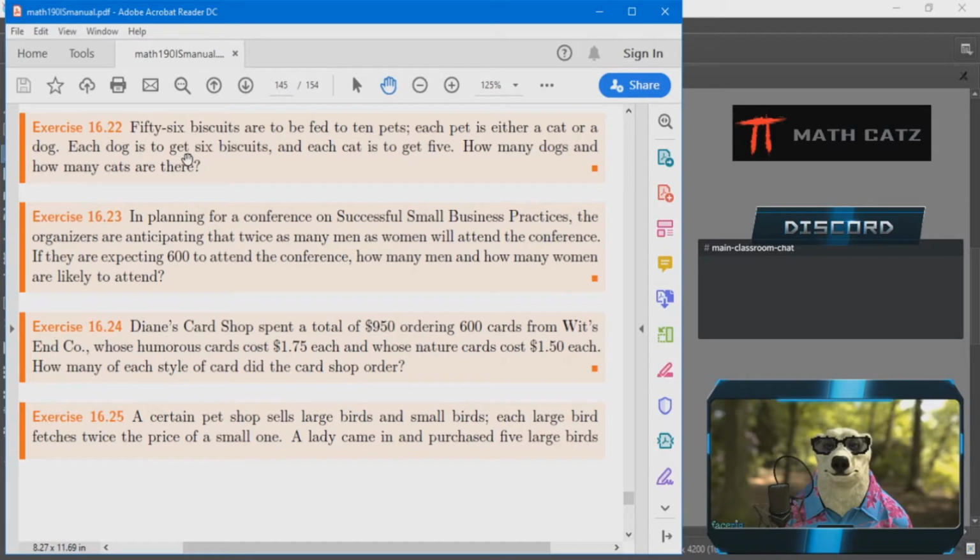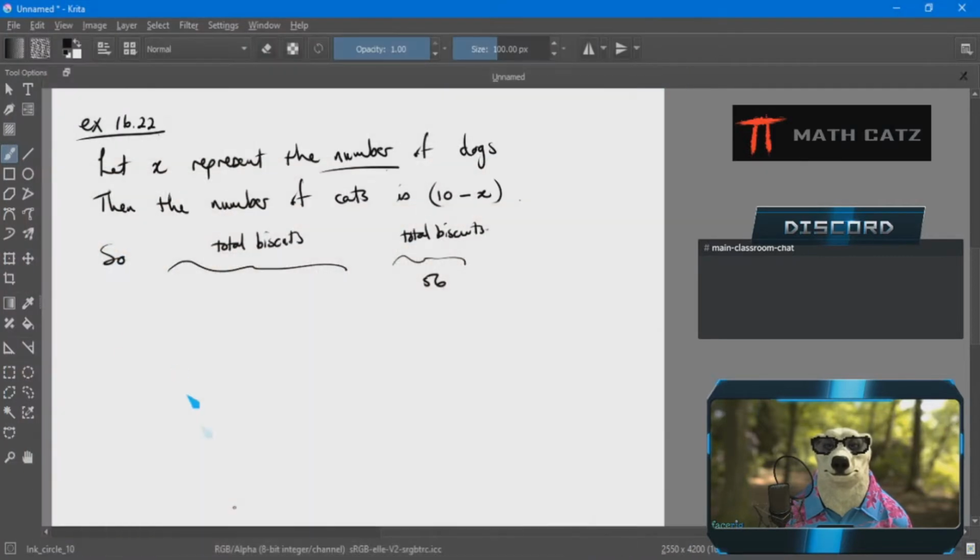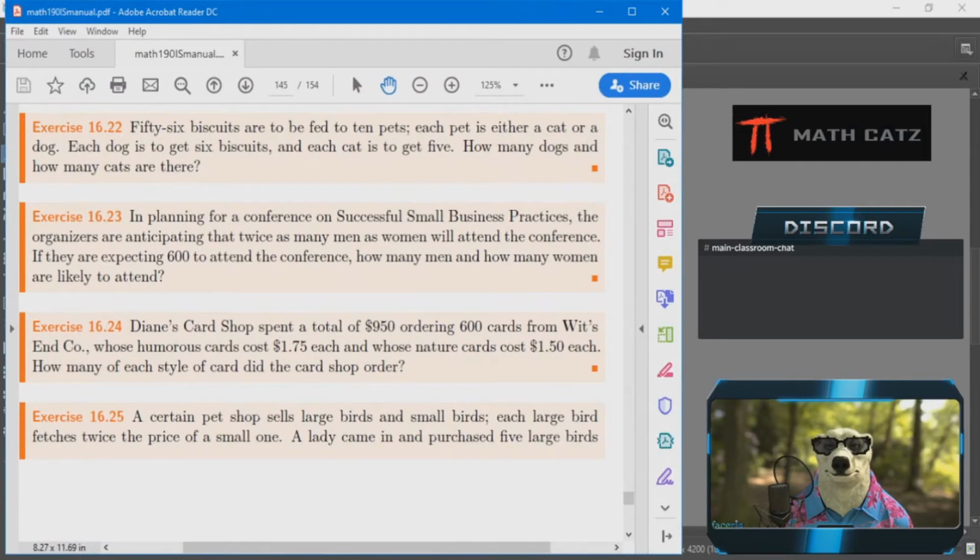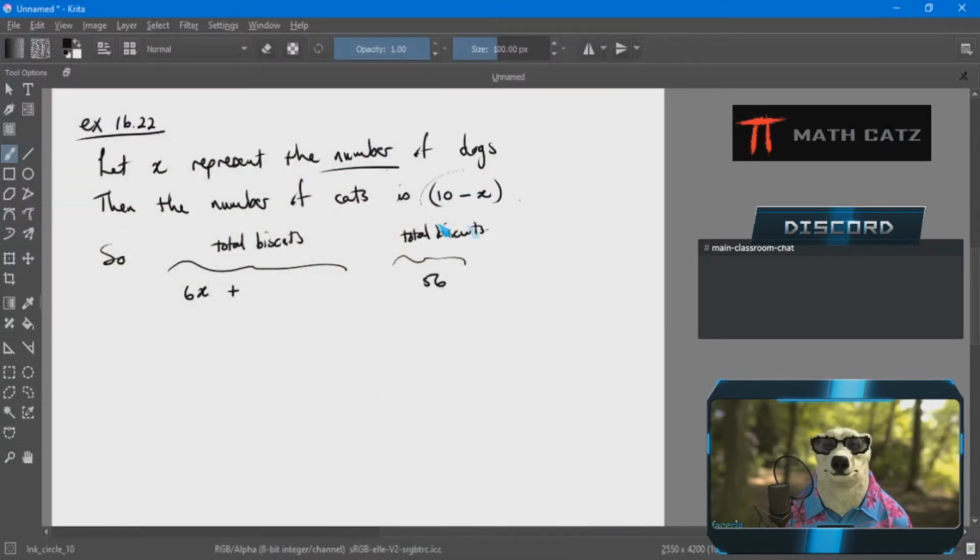Each dog should get 6 biscuits. If there are X dogs, that is 6 times X. Each cat should get 5 biscuits. This is the number of cats, so 5 times the number of cats. And those should equal each other, giving me a mathematical sentence that captures the same concept.